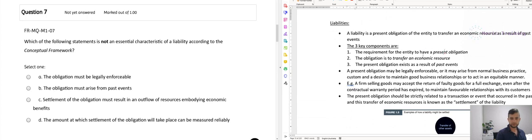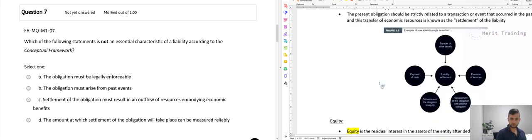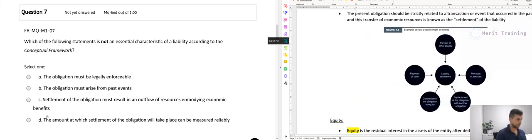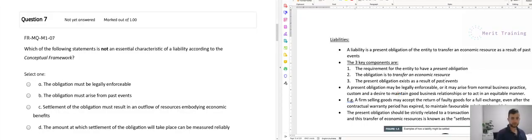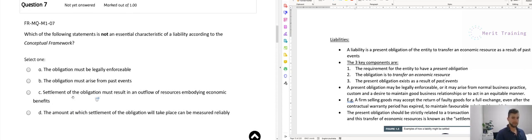Right, so it must be a present obligation, transfer of an economic resource, past events. So past events is in there. What else? So it doesn't have to be legally enforceable because it can arise from normal business practice. So we know that that's going to be a not. So the answer is going to be A.